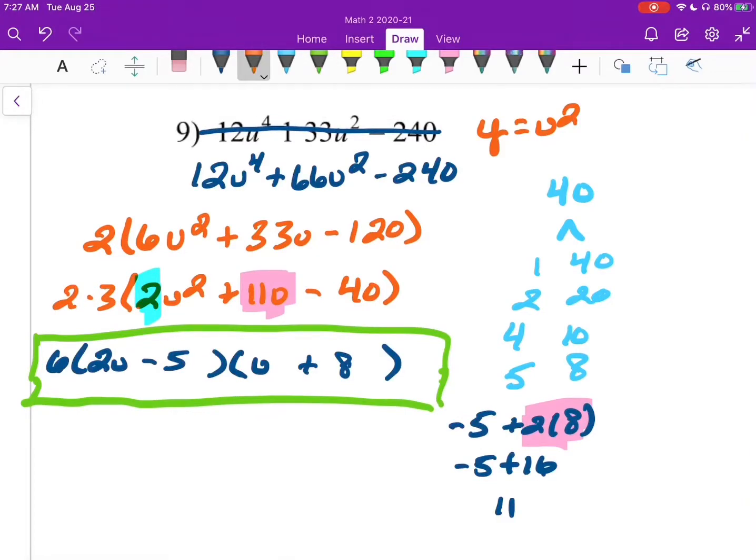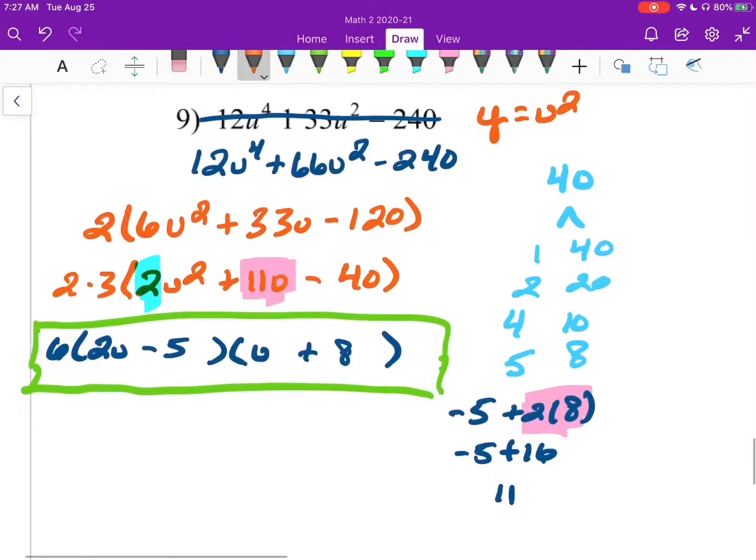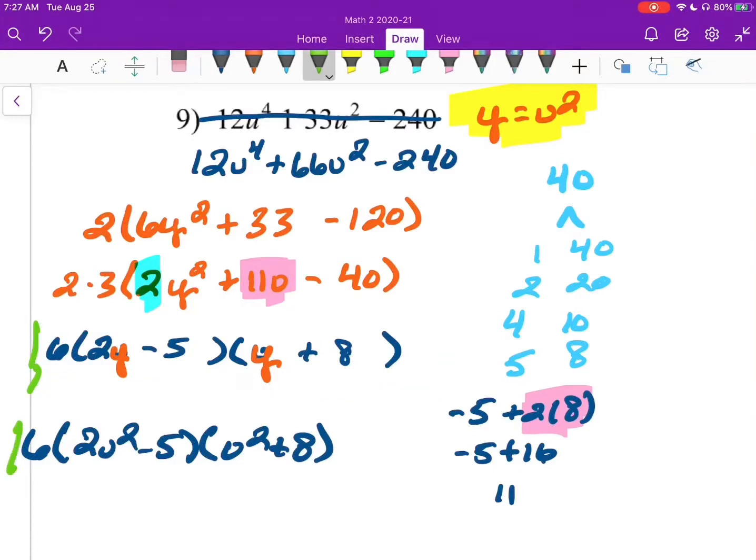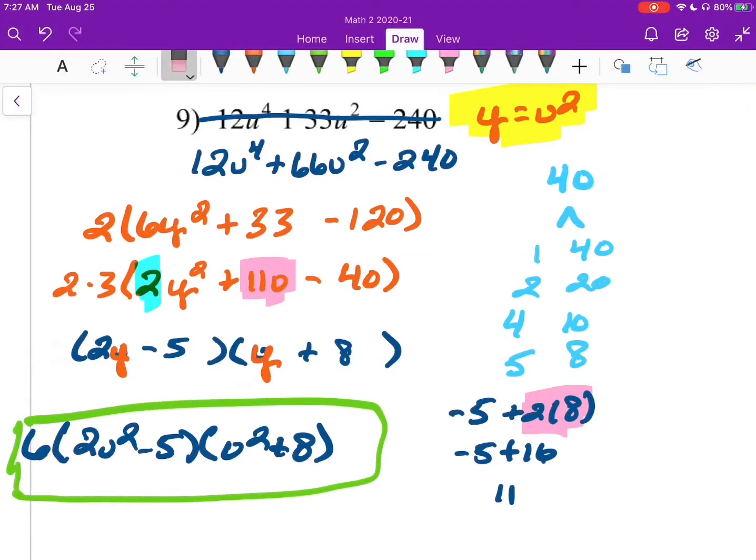Oop, I need to put in a, oh good grief, I messed this up. All these U's, I was supposed to put in a Y. I'm sorry. I'm looking back up here and I'm correcting myself. So this is supposed to be a Y, here's supposed to be a Y, this is a Y squared still. So this is supposed to be a Y, this is supposed to be a Y, and now I need to put back in my U's. So 6, 2U squared minus 5, U squared plus 8. There we are, okay. Oops. All right, that looks better. All right, finally, we are actually done with number 9 now.